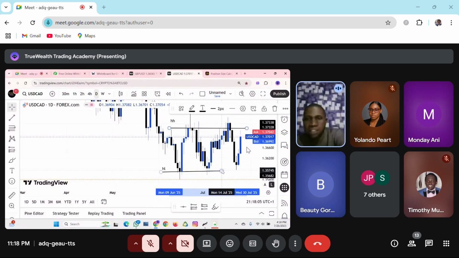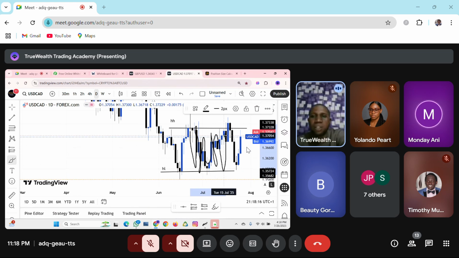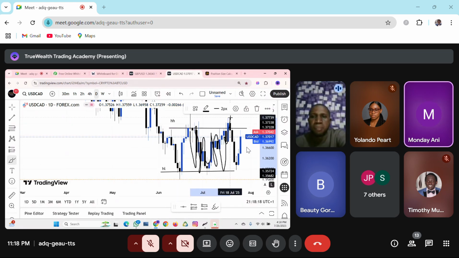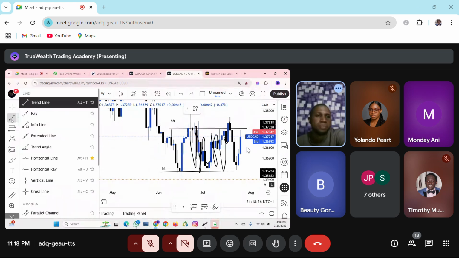I told you that anything that is happening between here is what? Uptrend. It doesn't matter, in an uptrend. This is uptrend. Whatever is happening here is what? Uptrend. Okay. Boom! It broke. Are you seeing now? Yes. Good.